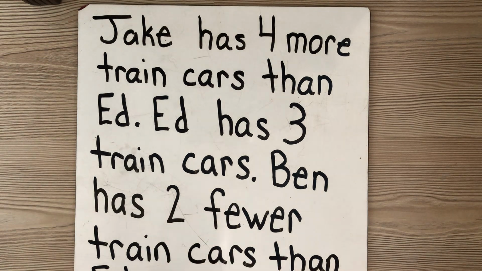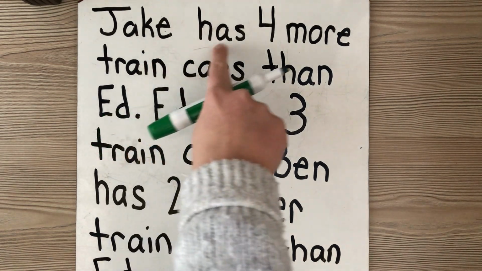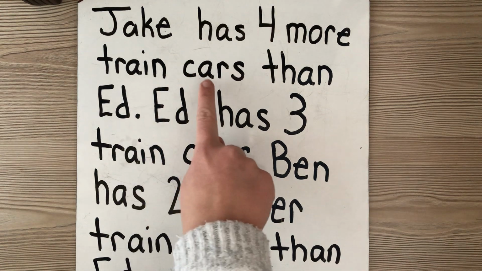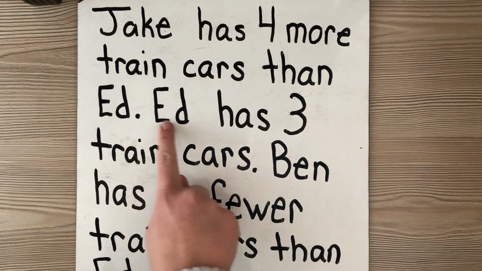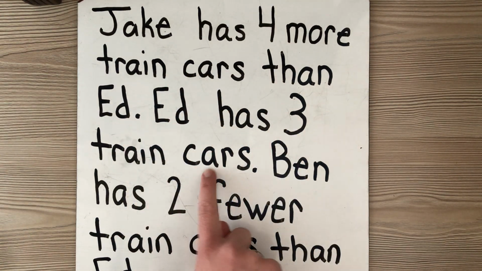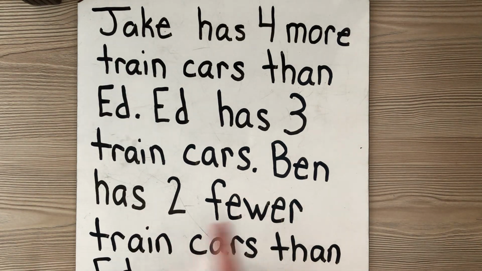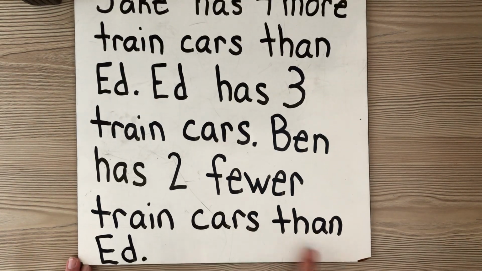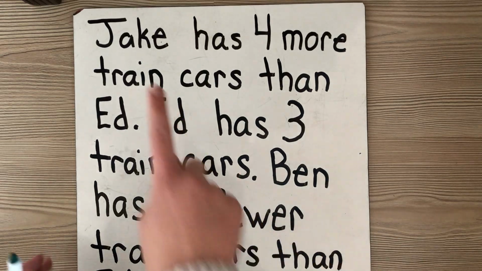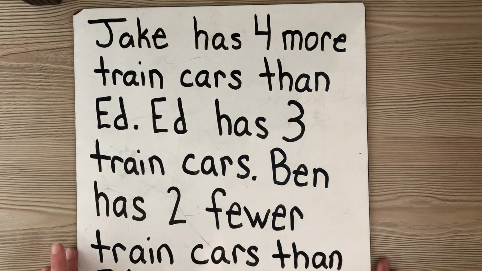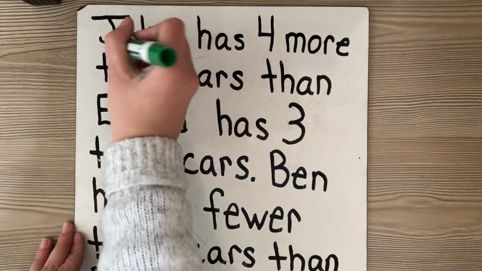Each of our 3 boys has train cars. So we are asking ourselves, how many train cars does Jake have? Is our question. How many train cars does Jake have? If Jake has 4 more train cars than Ed, Ed has 3 train cars, Ben has 2 fewer train cars than Ed. We're looking for Jake's train cars. So let's look at the clues, boys and girls.